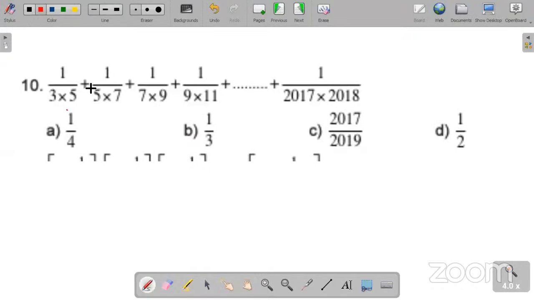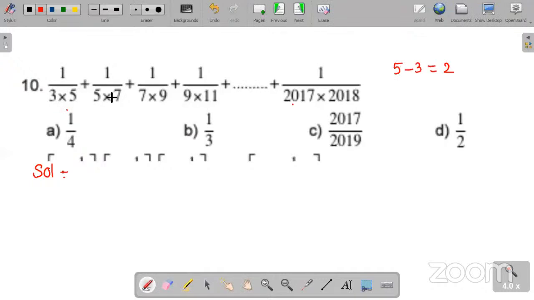1/(3×5) + 1/(5×7) + 1/(7×9) + 1/(9×11) + so on, up to 1/(217×219). That we need to find out. Very simple. First find the difference of 3 and 5. The difference of 3 and 5 is 5 minus 3, which is 2.